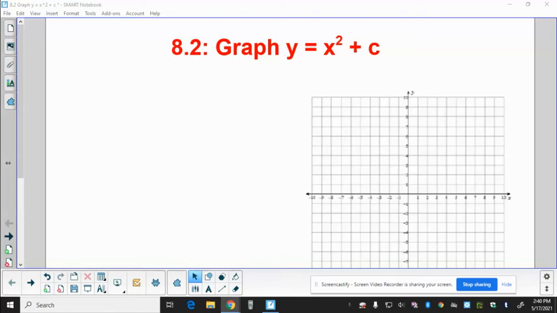Okay, today we're going to be working on section 8.2, graphing a quadratic function in the form of y equals x squared plus c. So we're going to use the same steps we did in the previous video for section 8.1. All right, so let's go ahead and start off with something here. I'm going to create an equation here.